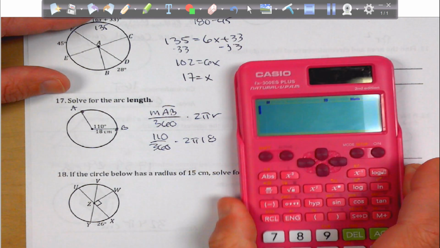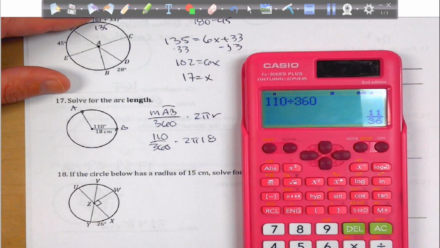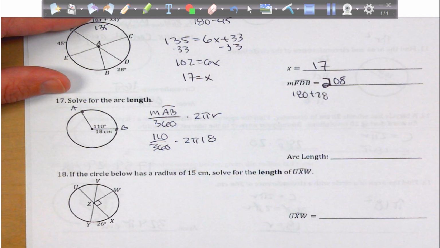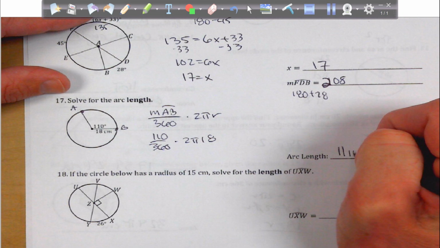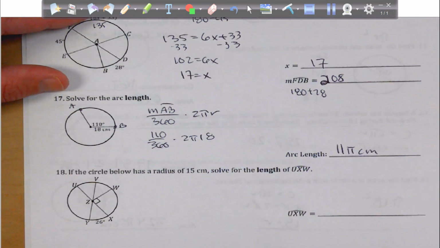Just to show it on my calculator, 310 divided by 360. I just do that first, times 2 times pi times 18, and I get 11 pi, which is very convenient. Centimeters. If not, I would round to the nearest tenth or hundredth.